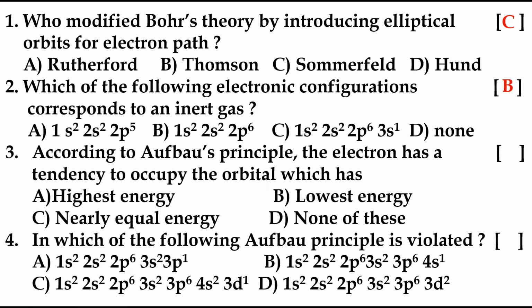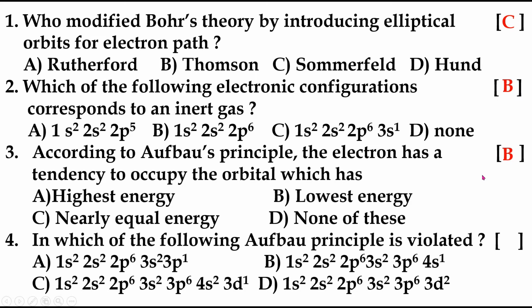3. According to Aufbau principle, the electron has a tendency to occupy the orbital which has dash. A, highest energy. B, lowest energy. C, nearly equal energy. D, none of these. Answer is option B, lowest energy.